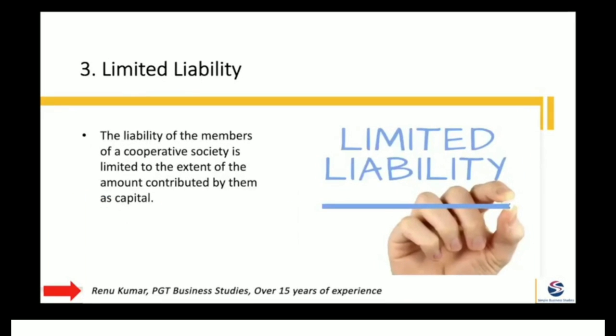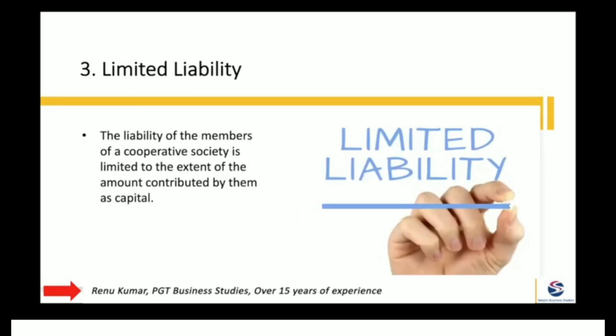Limited liability, this I have already explained to you. The liability of the members of a cooperative society is limited to the extent of the amount contributed by them as capital. Whatever capital share is invested by each of the members, उनकी उतनी ही liability रहेगी. सपोज़ किसी एक कोऑपरेटिव सोसाइटी फॉर्म होती है जिसमें 10 और 12 मेंबर्स हैं, जिसमें हर मेंबर का अगर अलग अलग कैपिटल शेयर है, somebody has invested say 1 lakh rupees, the other person has invested 2 lakh rupees, so उतना ही जितना उनका कैपिटल इन्वेस्टमेंट है उतने ही लायबिलिटी उनकी है.